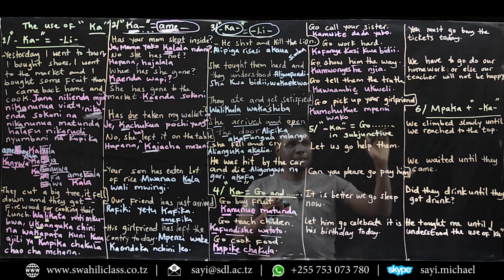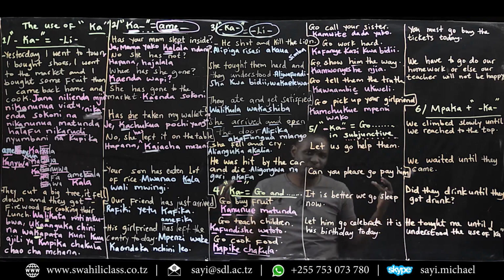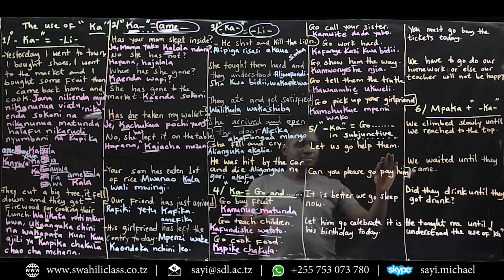Go do something. But, lakini, for the subjunctive sentences. So let's see the subjunctive sentences. We have learned subjunctive, so let's do it together. Let us go help them. Allow us to go help them. I'll start with Acha, like, allow us go help them. Acha. Then we have the tense, and that tense is ka.